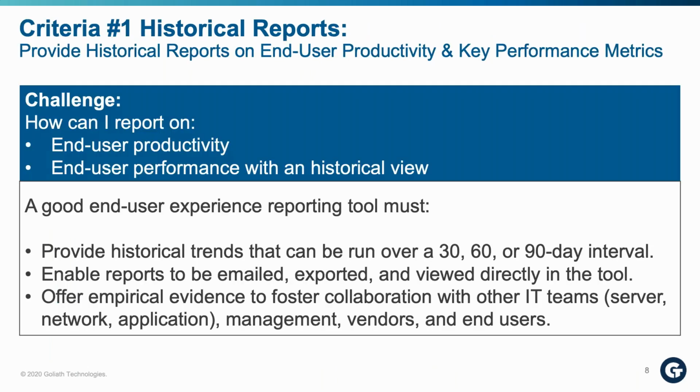So let's go ahead and jump into the first one, which is really about offering historical reports around end user productivity and key performance metrics. And one of the things about this is you need to be able to have reports that show critical information, not only for that day or week, but longer periods over time, 30, 60, 90 days, so that you can report on trends and really understand what's going on with that experience.